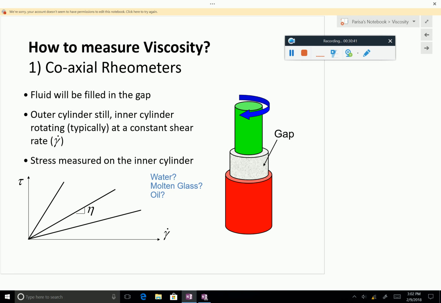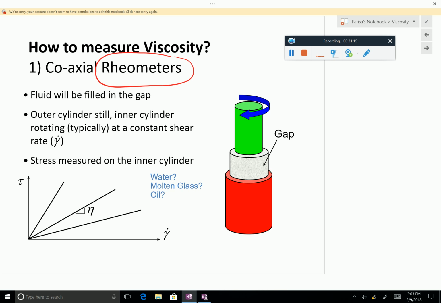Rheometer. That's the generic name of an instrument that is used to measure viscosity. There are different types of this kind of instrument. One is the one we see here. You have coaxial cylinders. This one is fixed. The other one is rotating at a certain strain rate. You fill the material here, and you measure how much stress is exerted on the tube which is fixed.